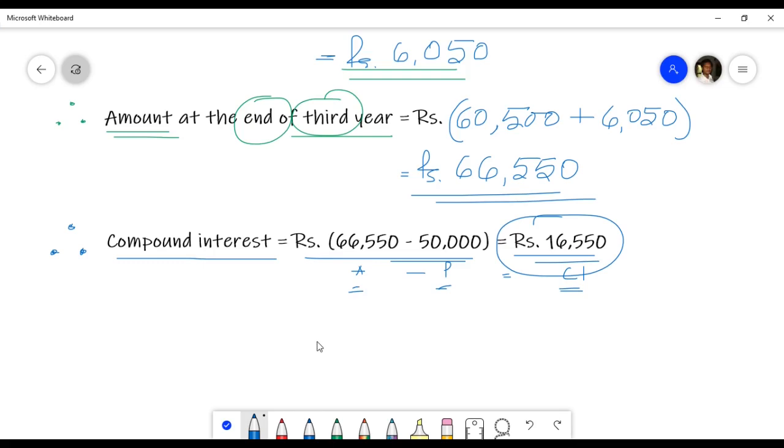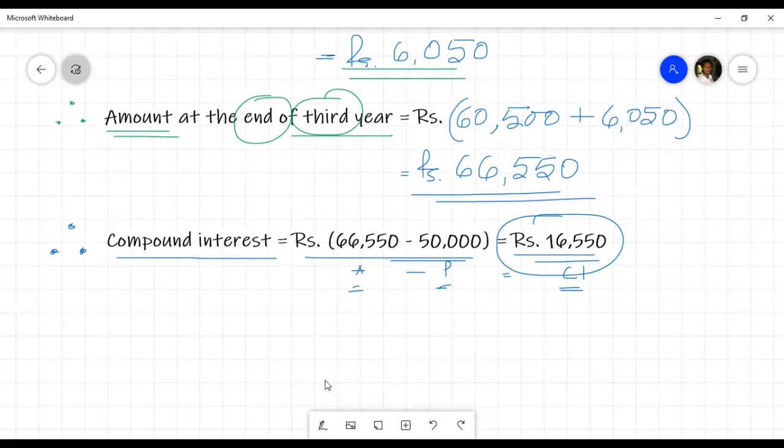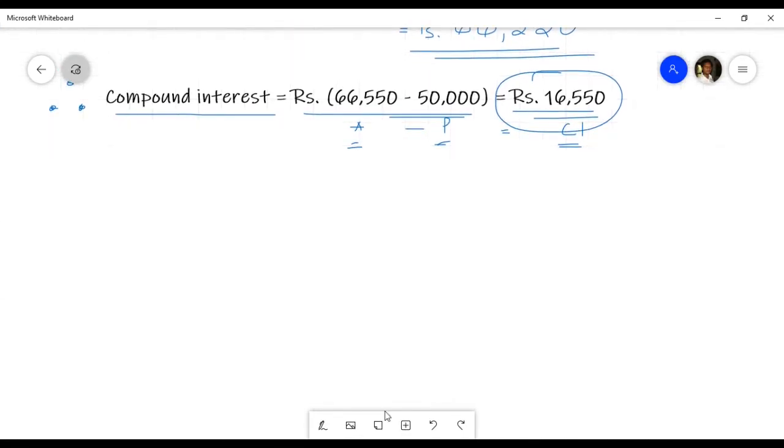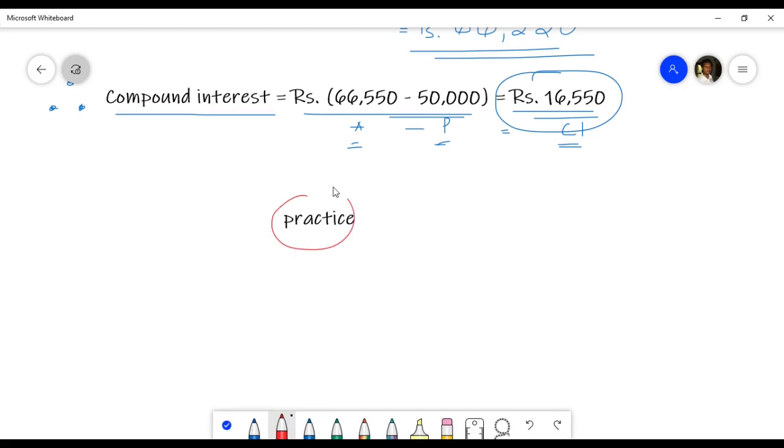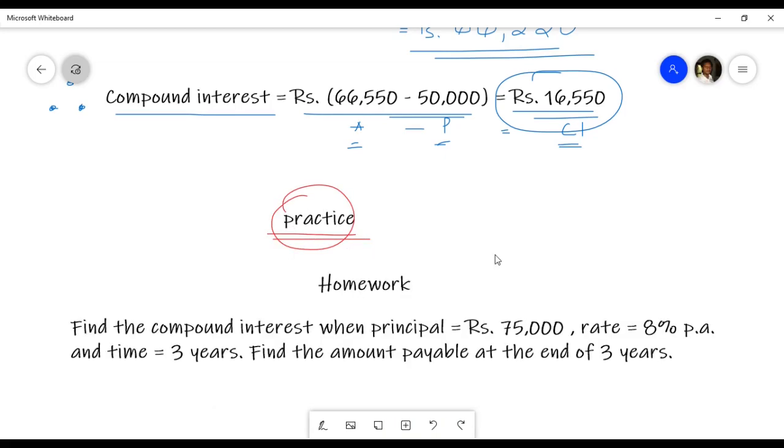You can go back and see this once again and try to understand, and of course don't forget practice, because practice will help you understand it much better. I'm leaving you with a homework. You can just go through this question and try to solve.